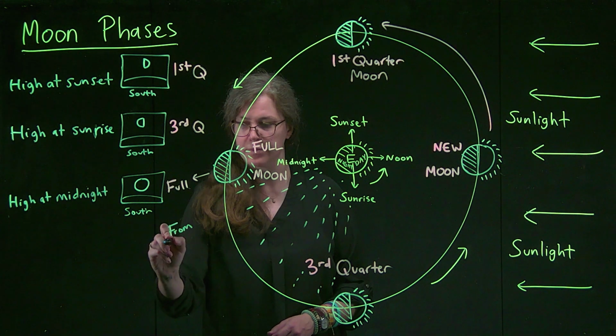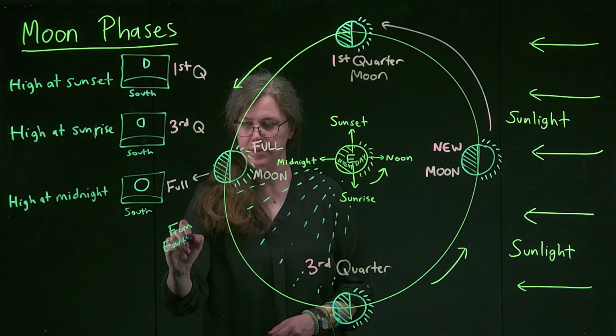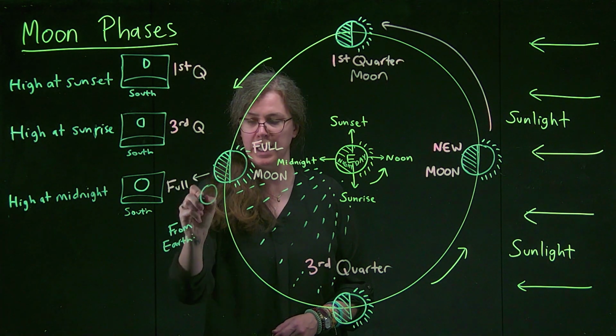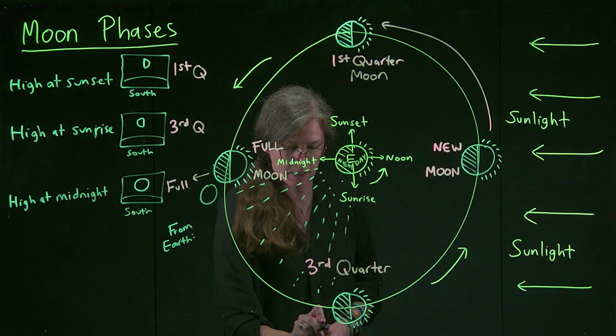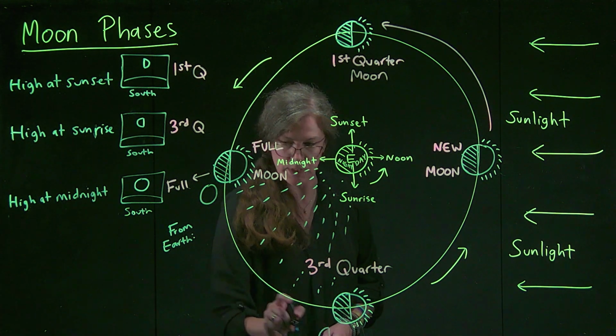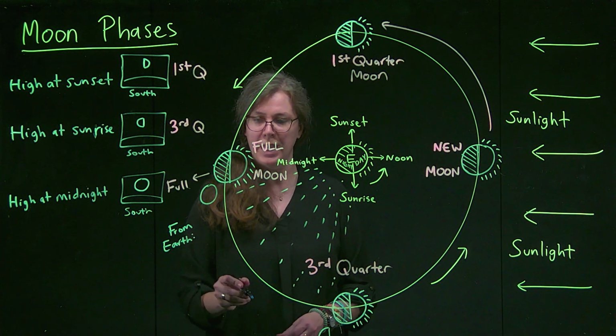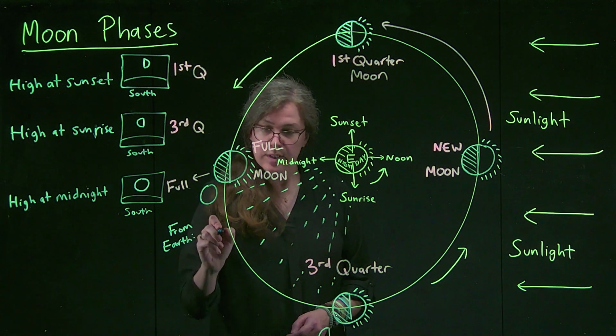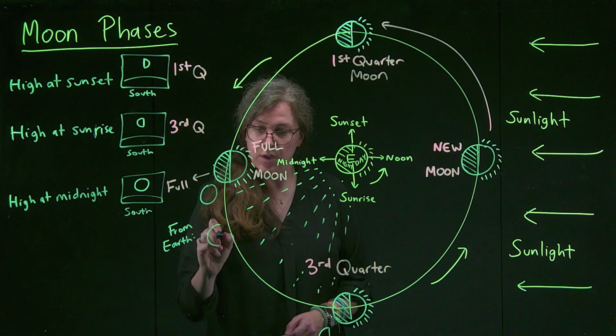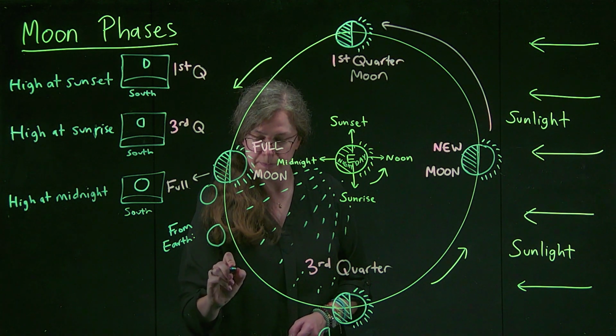So from Earth view, this would be fully lit up. This would be the left side lit up only. So the outside of this circle, I'm going to draw the from Earth view. And each one of these days is going to be a little bit less lit up.